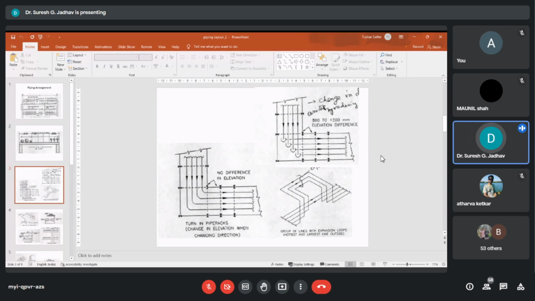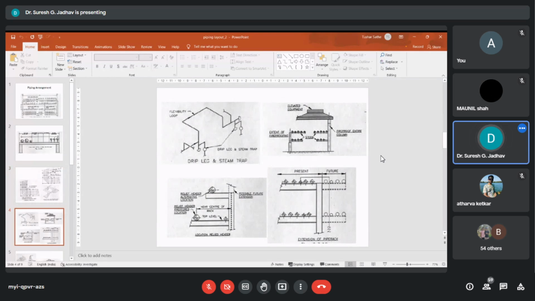So here you can see the elevation difference, that is 800 to 1200 millimeters, so we can change the direction. So expansion loops are provided for hot lines to consider the change in direction, that is every 30-meter distance when we have to consider the directions. So here we can consider the drip and steam traps.